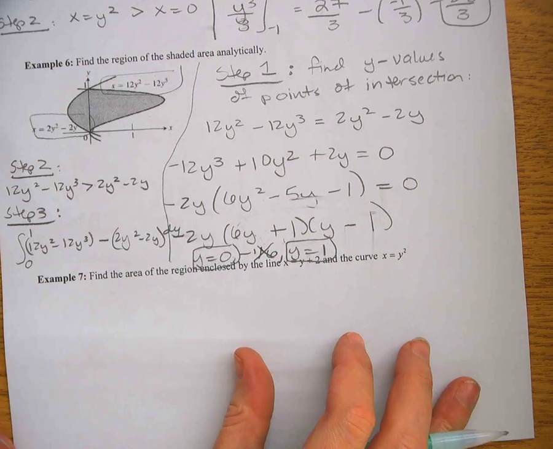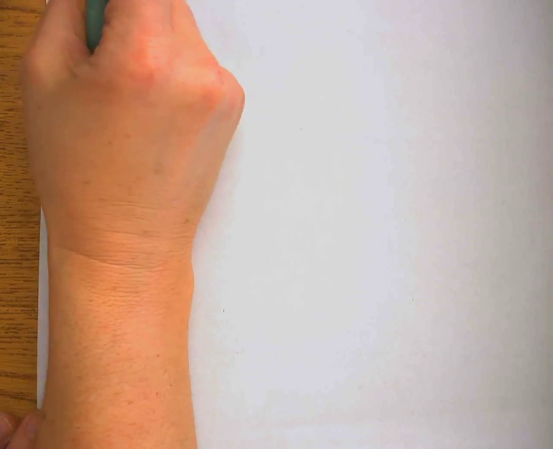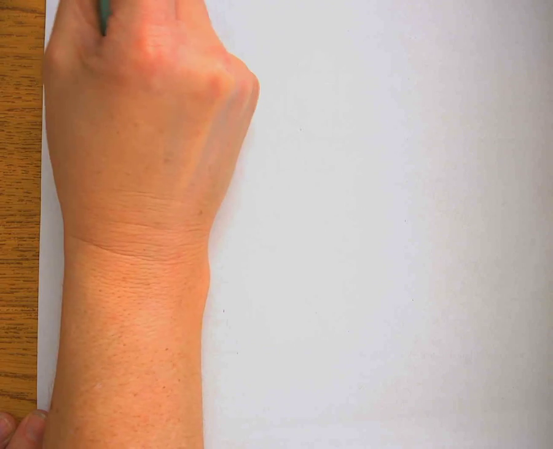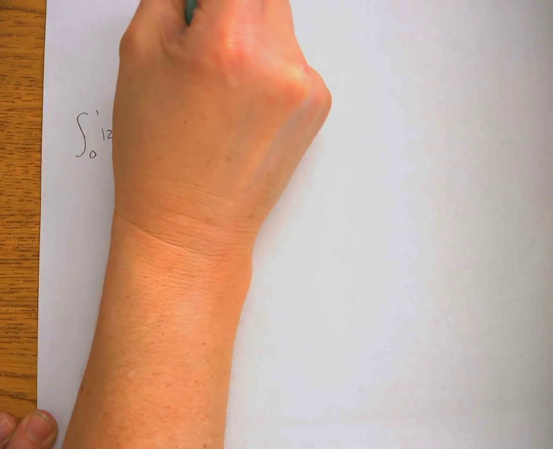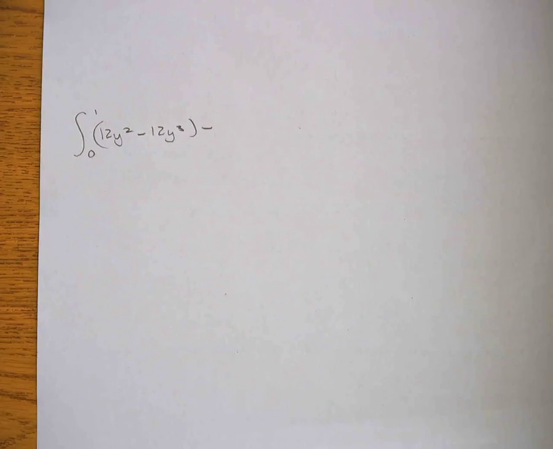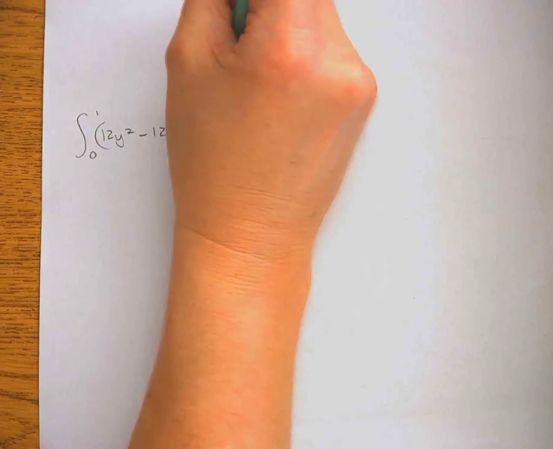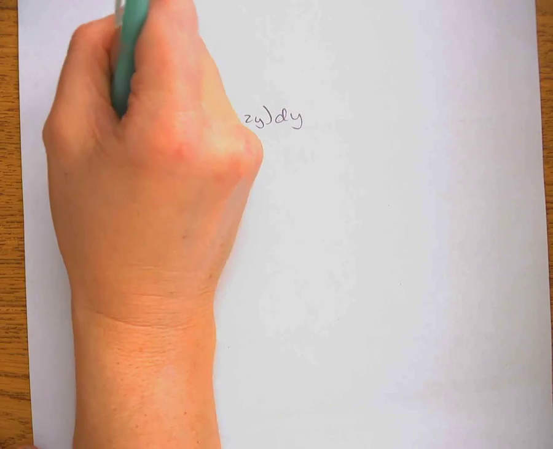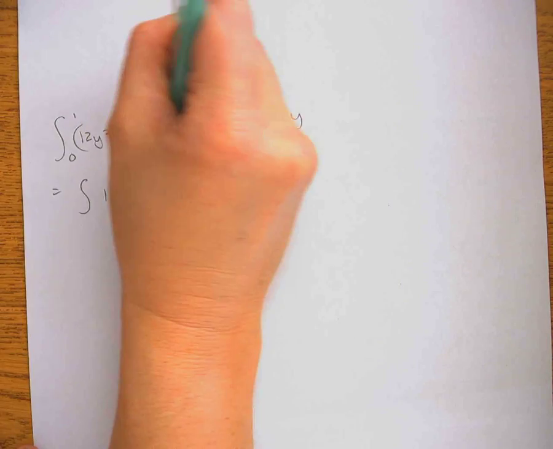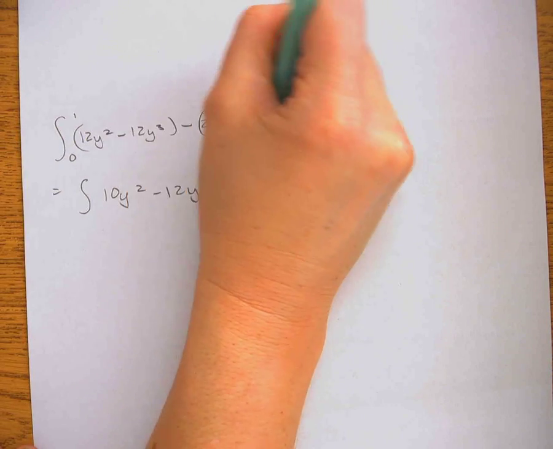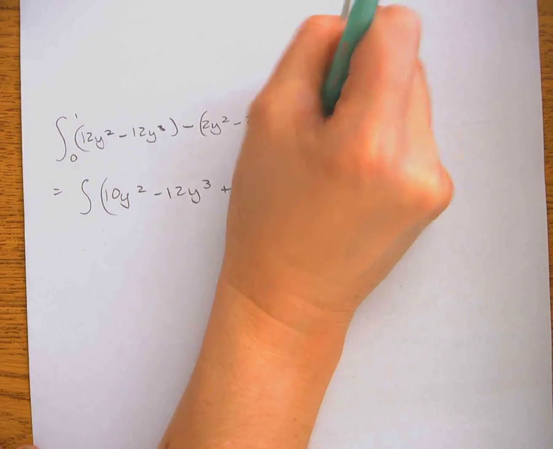Okay, so it looks like I'm going to need to move over to the back. So let's rewrite that again. So we have the integral from 0 to 1 of the 12y squared minus 12y cubed, and then minus 2y squared minus 2y. And then we're integrating that with respect to y. So that turns out to be the integral of 10y squared minus 12y cubed plus 2y dy. And then that's from 0 to 1.